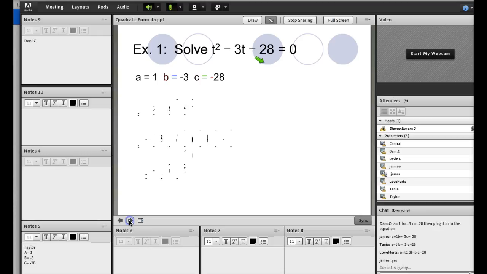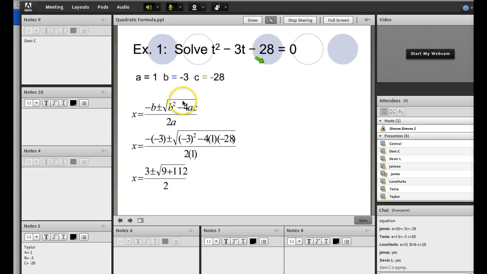Okay, now we're going to use the formula. All right, are you ready? So here is our formula right here. And all we're going to do is take this B and put it in there for B. Make sense? Then it's B squared minus 4, A is 1, C is negative 28, all divided by 2 times 1. Okay? You just replace the letters with the numbers. All right, does that make sense?